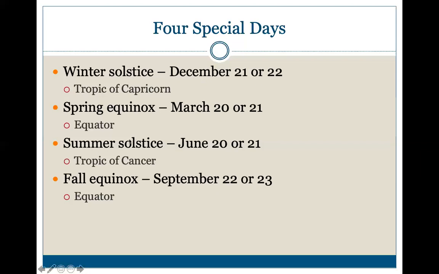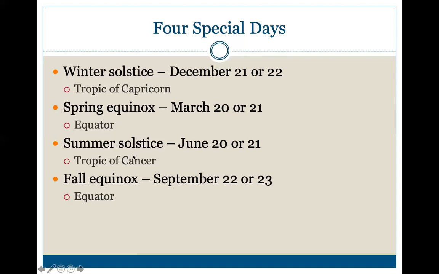Then we go through the spring equinox, then we go to the summer solstice, and now the southern hemisphere is in their winter, and the northern hemisphere is now in its summer. So we call it the summer solstice. This is our longest day of the year. The sun comes up early, the sun sets very late. On this day of the year, the sun is shining directly over the Tropic of Cancer. That's the subsolar point.